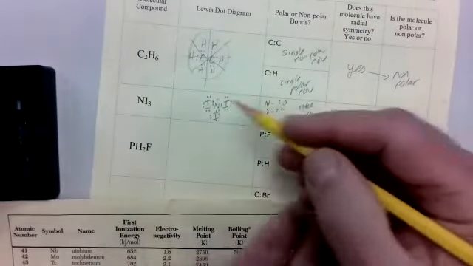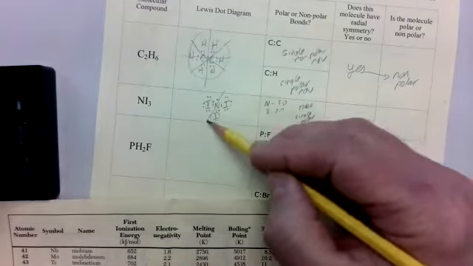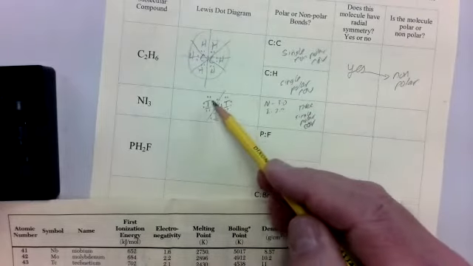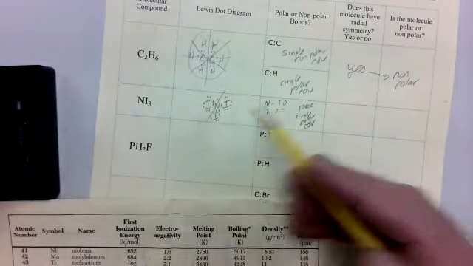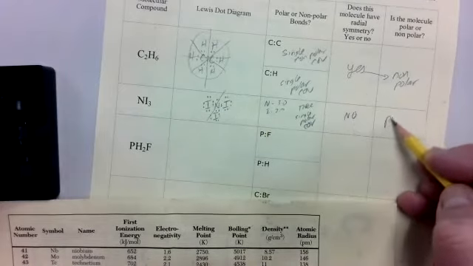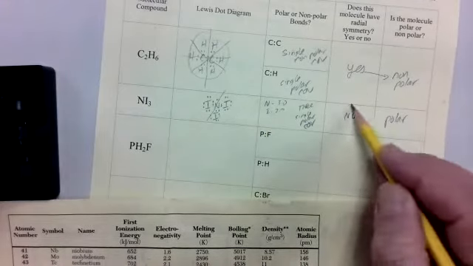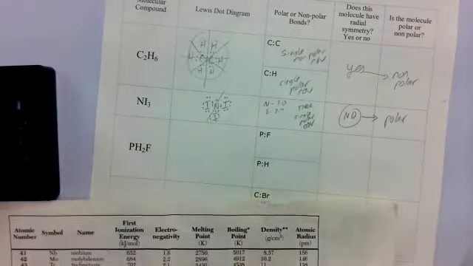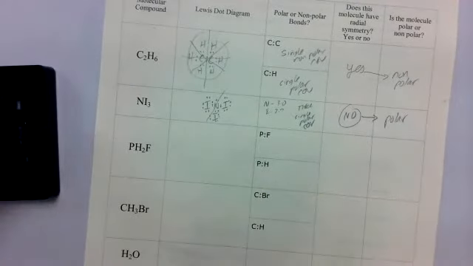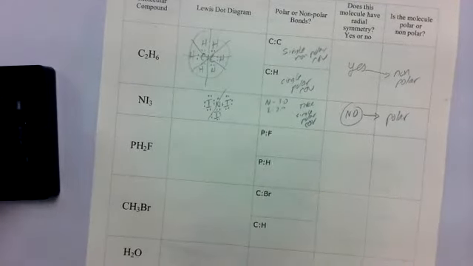Does the molecule have radial symmetry? Well, if I cut it in half this way, we have an iodine and 2 electrons, and here we have 2, so no, and that makes it a polar molecule. No means polar. If it does not have radial symmetry, that makes it polar.